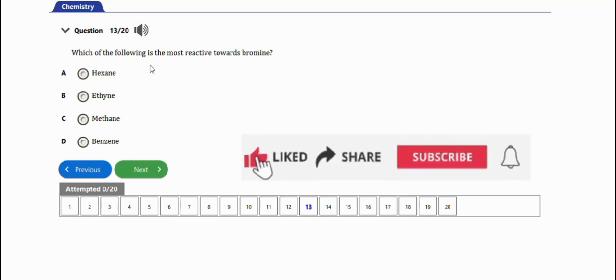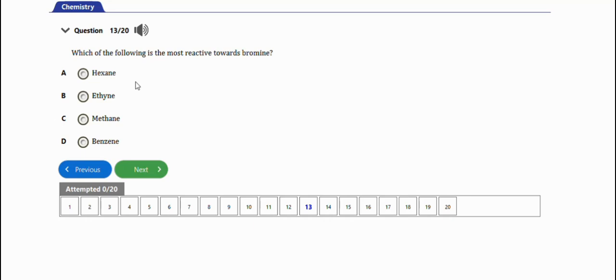We really appreciate this. So this question says, which of the following is the most reactive towards bromine? The most reactive towards bromine is ethene, our option B. Very important.